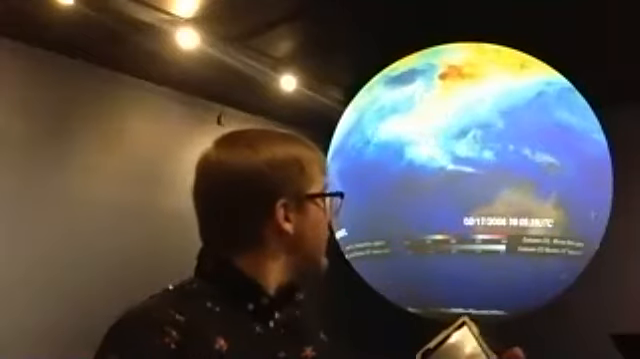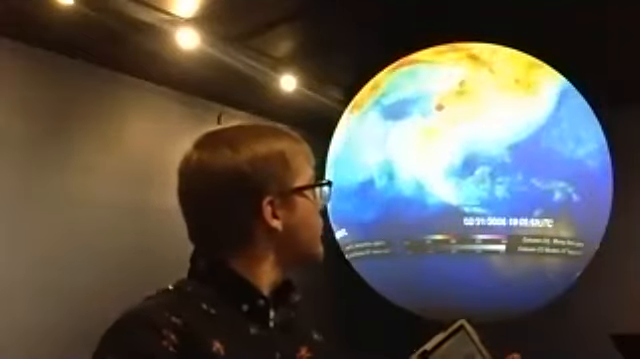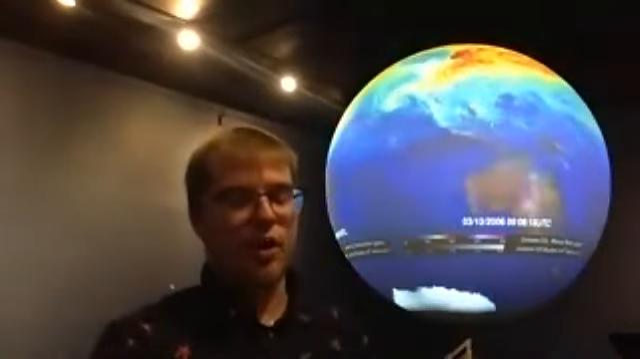So this data set is showing where all of the different concentrations of carbon dioxide are in the atmosphere. You can see the redder an area is, the higher the concentration of carbon dioxide, and the bluer an area is, the less concentration of carbon dioxide.